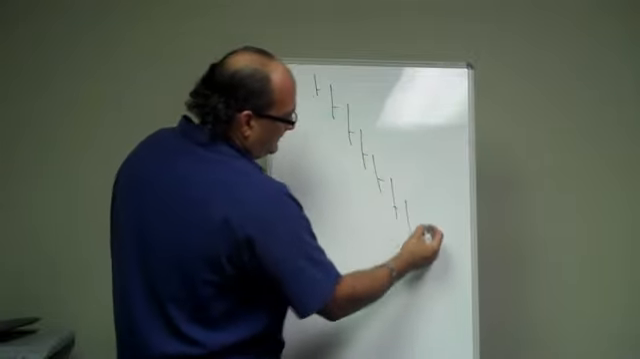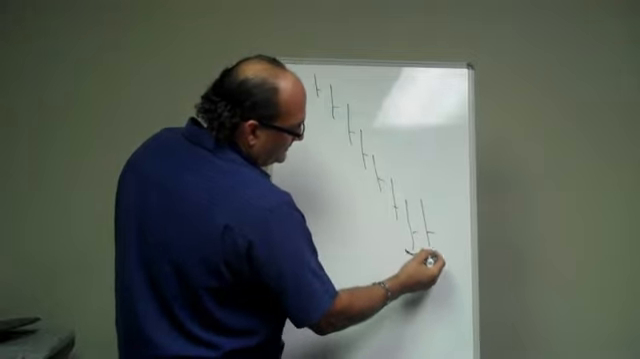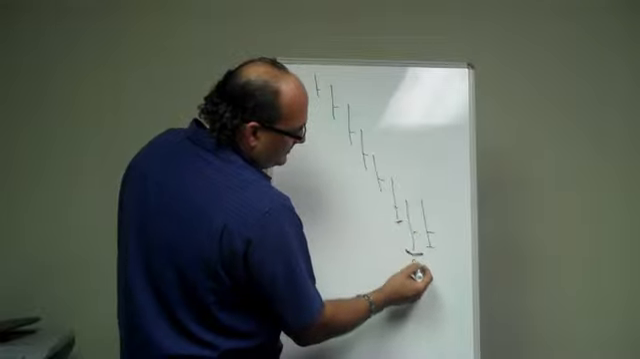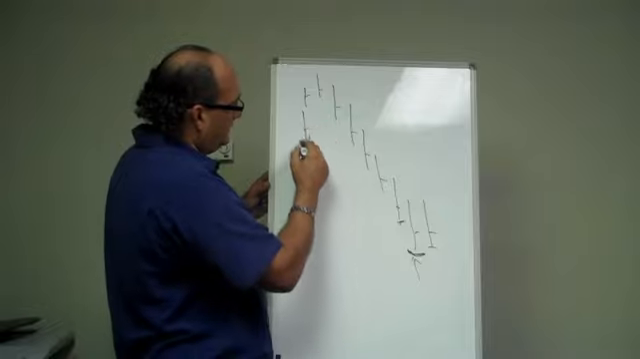Makes a bottom. Okay, how does it make a bottom? Why does it make a bottom? Well, this low is less than this one. It's also less than this one, so that becomes a demand point.